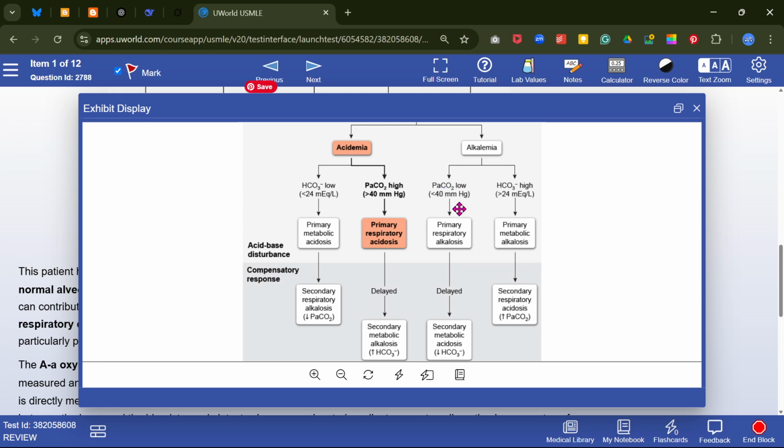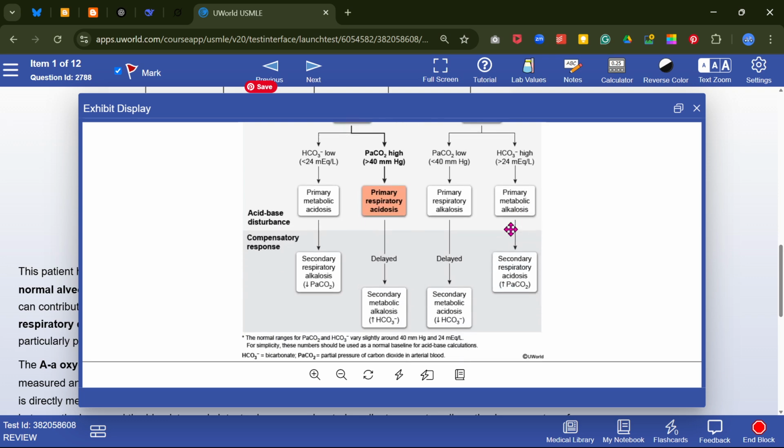Alkalemia, if PCO2 is low, primary respiratory alkalosis, delayed secondary metabolic acidosis. And alkalemia, if bicarbonate is higher, more than 24 milliequivalents, it is primary metabolic alkalosis, and compensatory response is secondary respiratory acidosis.